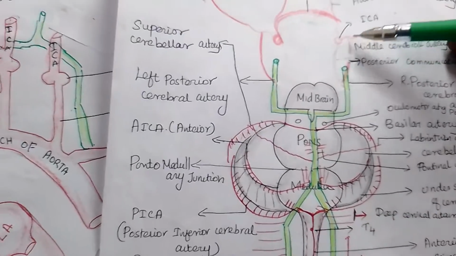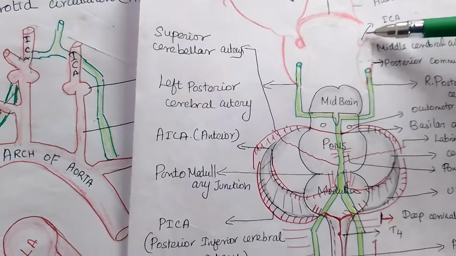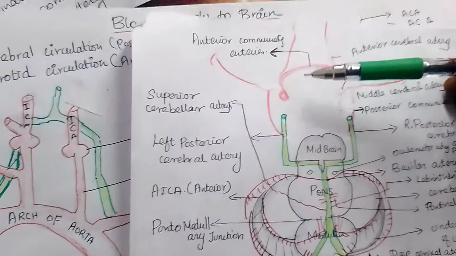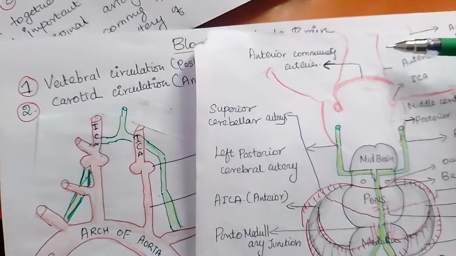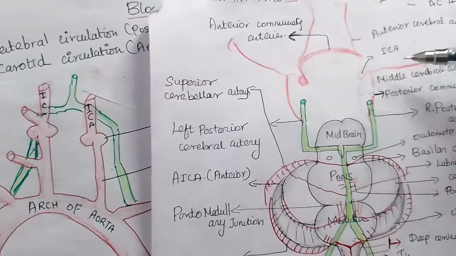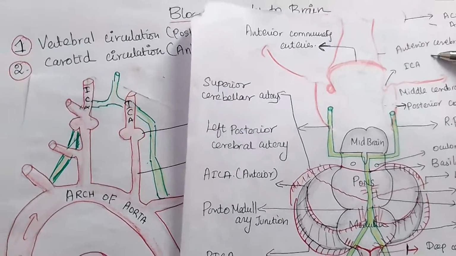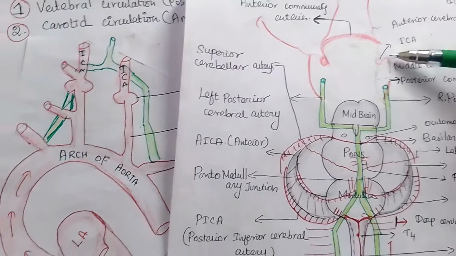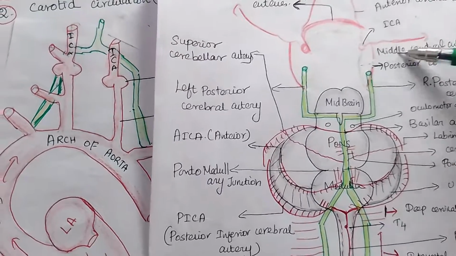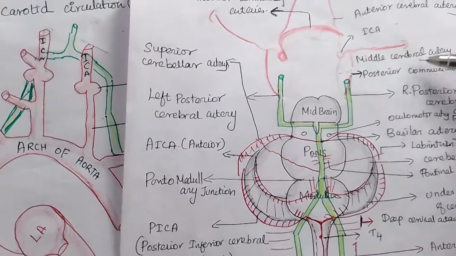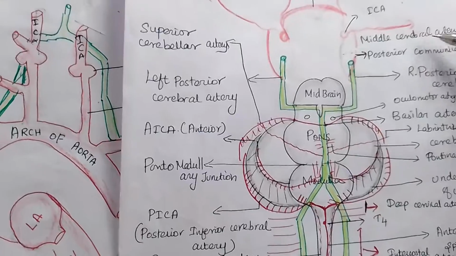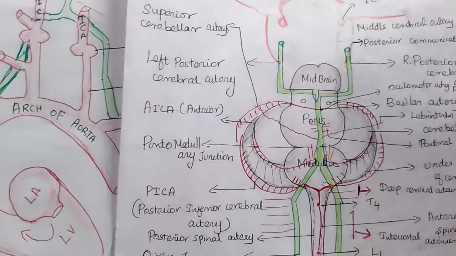Now you could see this internal carotid artery. This is just moving forward on both sides. Anteriorly, it is called the anterior cerebral artery. Understand? Then it is coming down, and laterally it is moving to the lateral side, so it is called the middle cerebral artery. So right and left both are there.